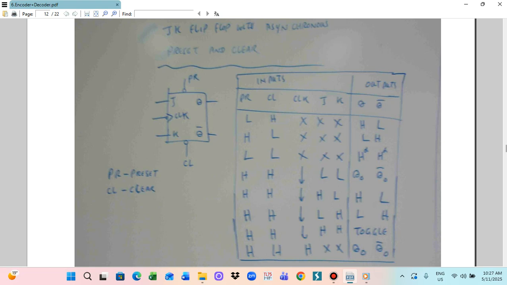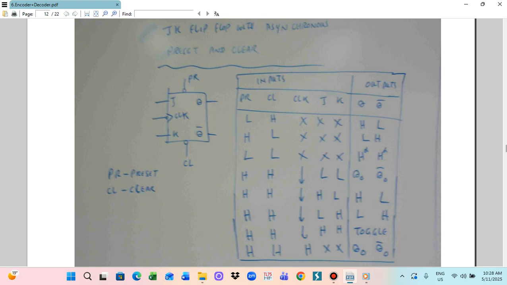So those are the flip-flop situations. We also draw the truth table. The inputs will be PR, CL, clock, J and K, and the outputs are Q and Q bar. When the preset PR is low and clear high, so you don't put any data, the output will be Q high and Q bar low. And when this one is high, and you don't put any data, the output will be low, high.